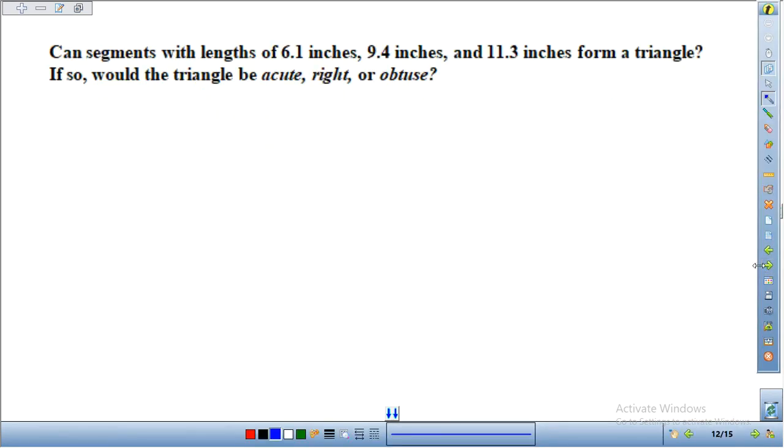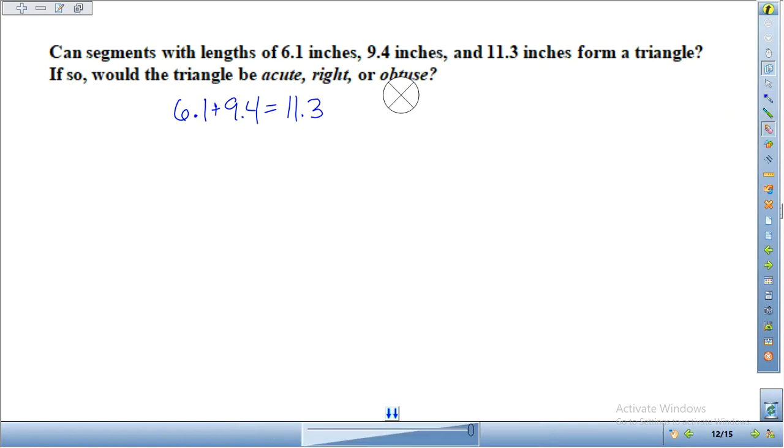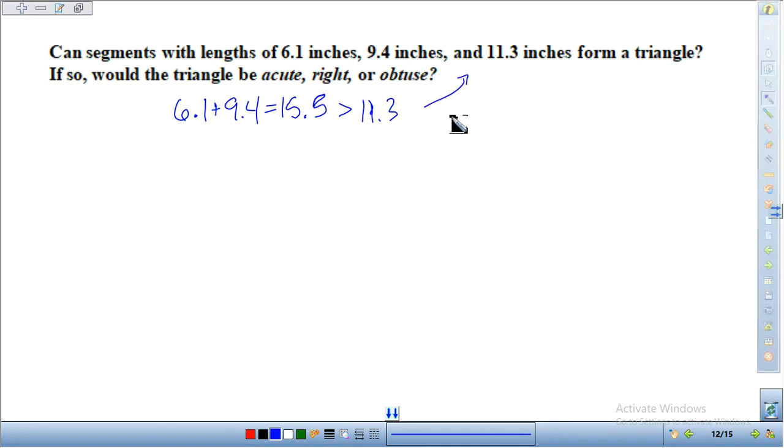Next one, very similar. Again, we want to confirm that it is a triangle first by adding the two smaller sides together and making sure that that sum is greater than the third side. So if we take 6.1 and 9.4, add them together, I'm sorry, we're not going to get 11.3. We're going to get 15.5. You see that 15.5 is greater than 11.3. So the answer to that is yes, this is going to be a triangle.